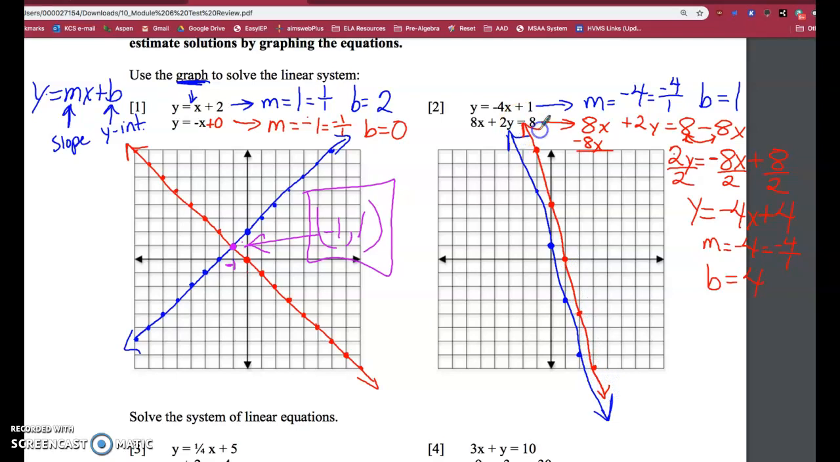Okay. Now, it's hard to tell because I'm drawing on the board where I don't have a ruler, but those lines are parallel. They will never cross. They will run beside each other forever and ever, which means that your answer to this system of equations is no solution. When the slope is the same, but the y-intercept is different, the answer is going to be no solution.